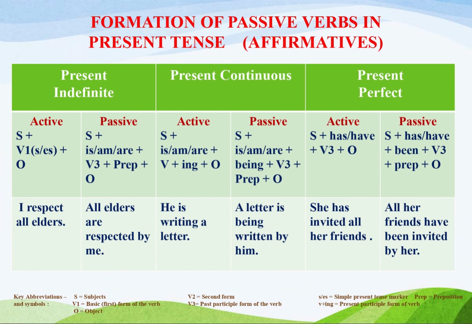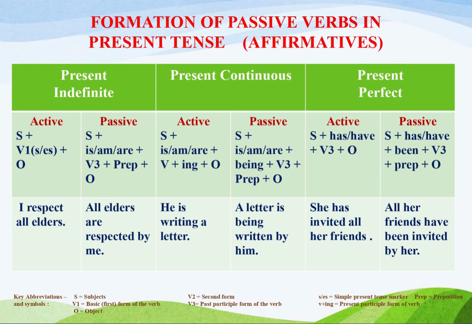Now, the second example is, the boys are running a race. A race is being run by the boys. Remember, is is the form of be, being denotes the continuous tense, and run makes the third form of the verb. Now we go to the present perfect tense.